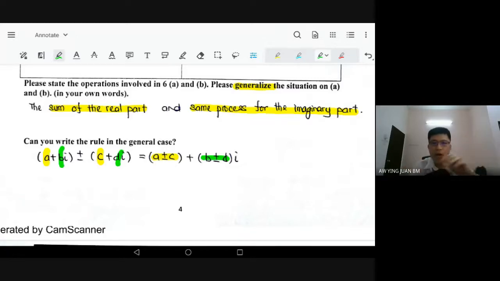Part number 4, operation. We have been discussed about addition and subtraction. So remember, real and the real, imaginary with the imaginary. So itulah untuk pagi ini sampai pukul 9.